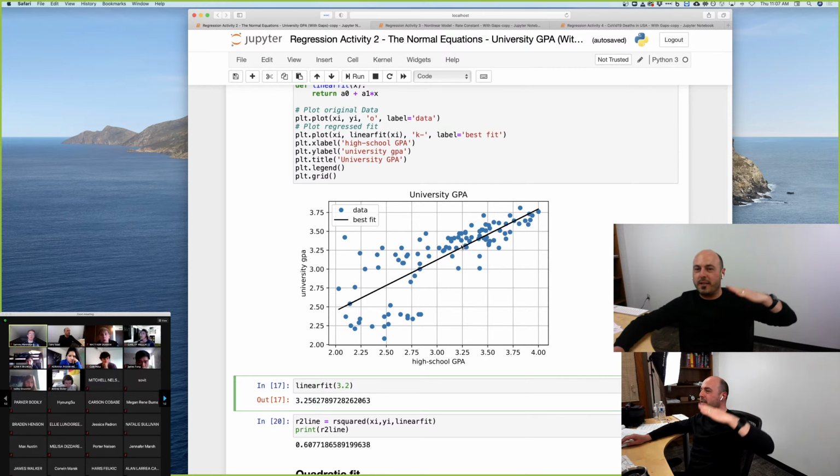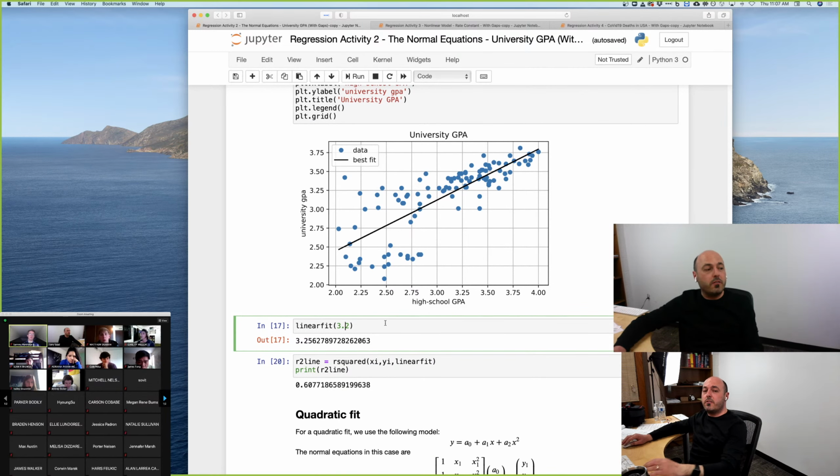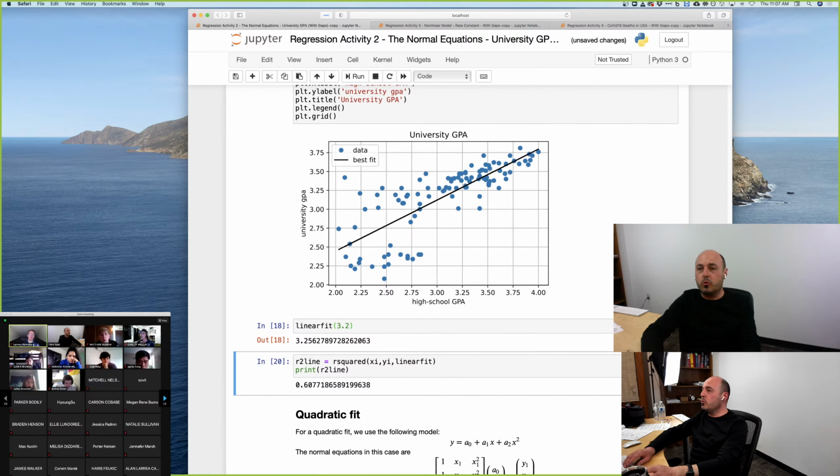You have a lot of spread of the data around that straight line, especially for the GPAs between 2 and 3. There's a lot of spread. Okay, so how do we evaluate our prediction? We calculate the R2 value.